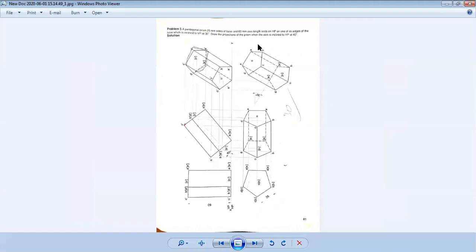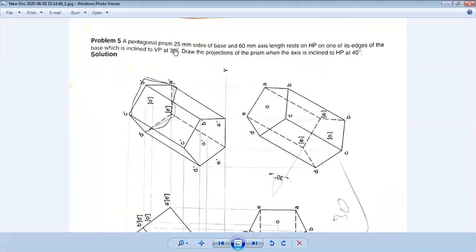So first, a pentagonal prism of 25 mm sides of base and axis length, that is height, 60 mm, rests on HP on one of its edges. It's an edge resting problem, not a corner resting. One of the edges of the base is inclined to VP at 30 degrees. So the VP angle they have given is 30 degrees. Draw the projection of the prism.